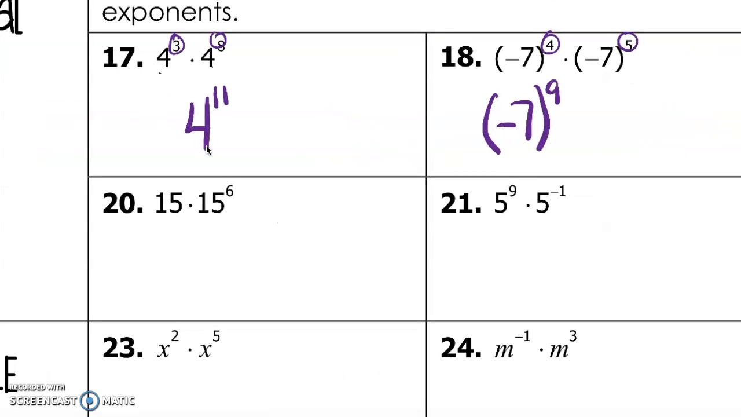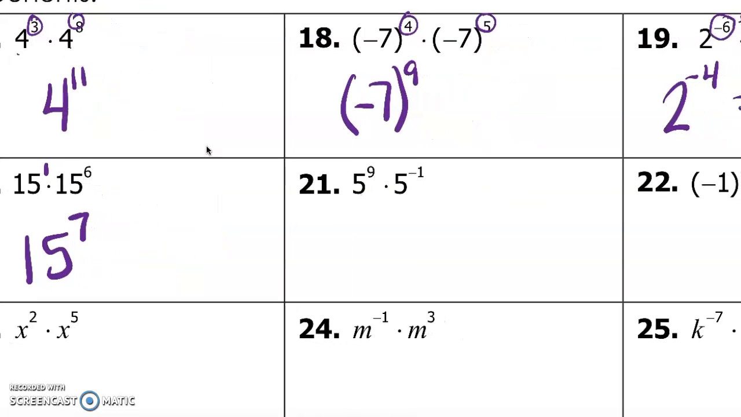Number 20, we leave this as 15. Most people just leave the 6, but that is incorrect. Remember, this is a 1 here, so this would be 15 to the 7th power. 1 plus 6 gives us 7. 21, 5. 9 plus -1 gives us 8, so 5 to the 8th.